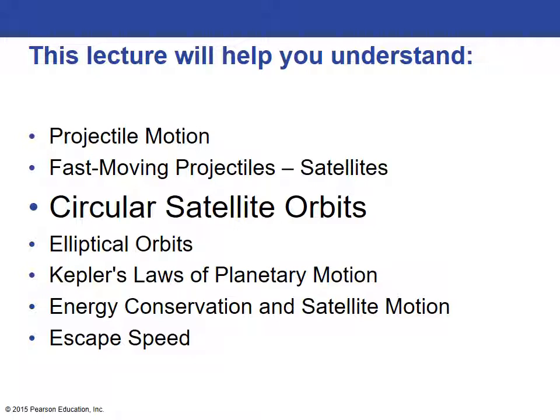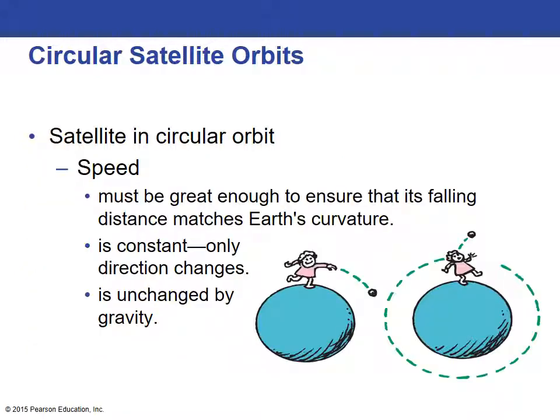We're going to chew into circular satellite orbits here, and then the rest of the chapter is ideas more than calculations. So let's go back to our girl throwing her projectile, and the speed of the launch has to be fast enough to match the curvature of the Earth. The speed is constant, but the velocity is not because the direction is changing.